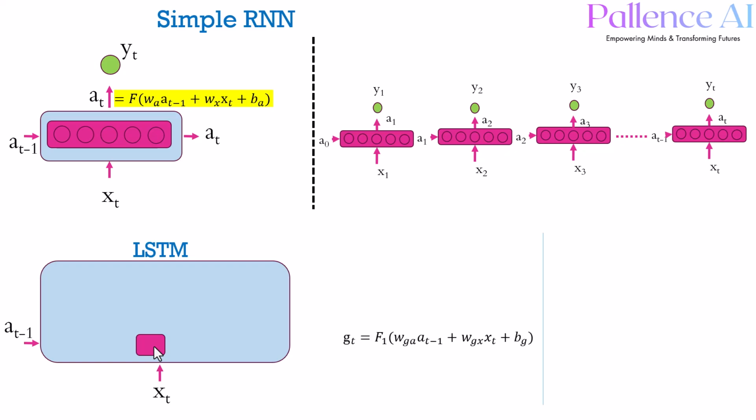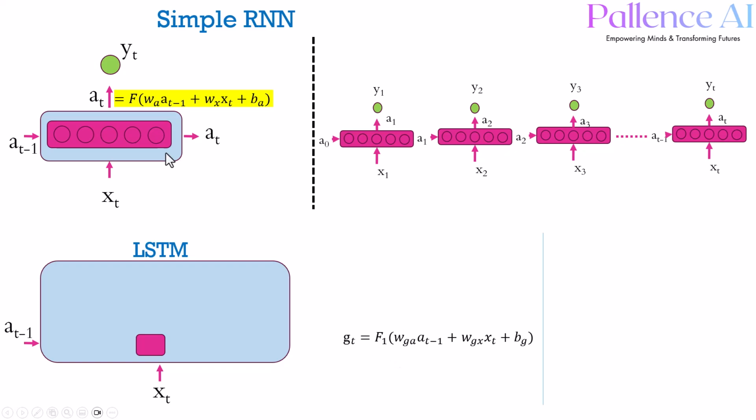Now we're going to compute the output of this layer in the LSTM. If you see this output, it looks very similar to the output from the simple RNN. You take a_{t-1}, you multiply it with this weight matrix. You take x_t, you multiply with this weight matrix. This time I'm calling these weight matrices W_ga and W_gx, and then you have a bias term. And on top of that, you're going to apply a nonlinear activation function.